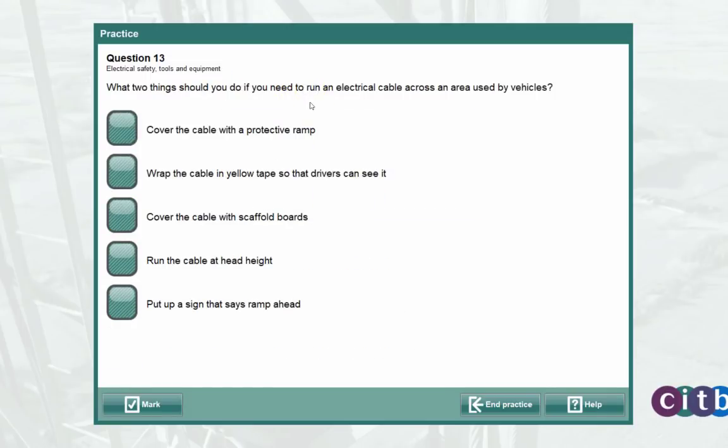What two things should you do if you need to run an electrical cable across an area used by vehicles? Cover the cable with a protective ramp. Wrap the cable in yellow tape so that drivers can see it. Cover the cable with scaffold boards. Run the cable at head height. Put up a sign that says ramp ahead.